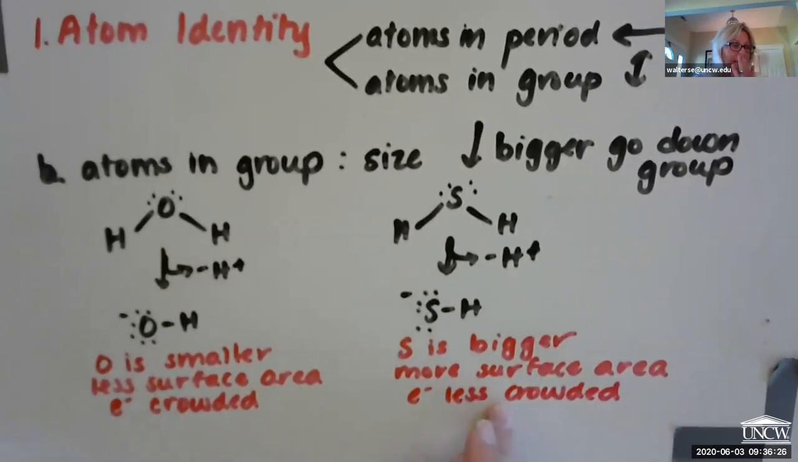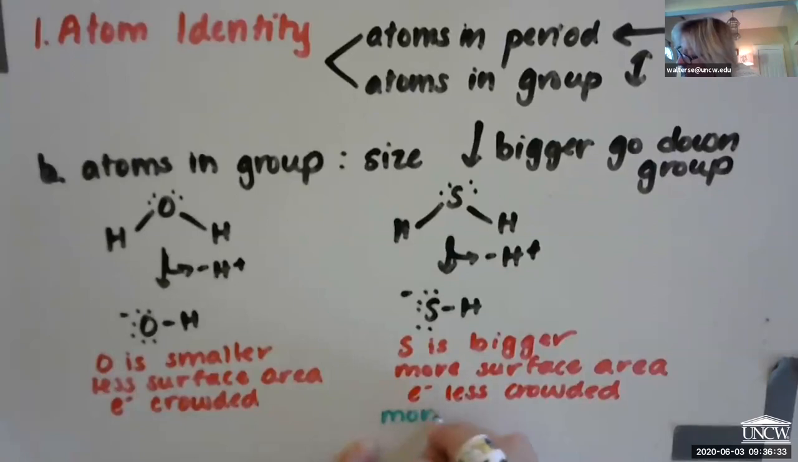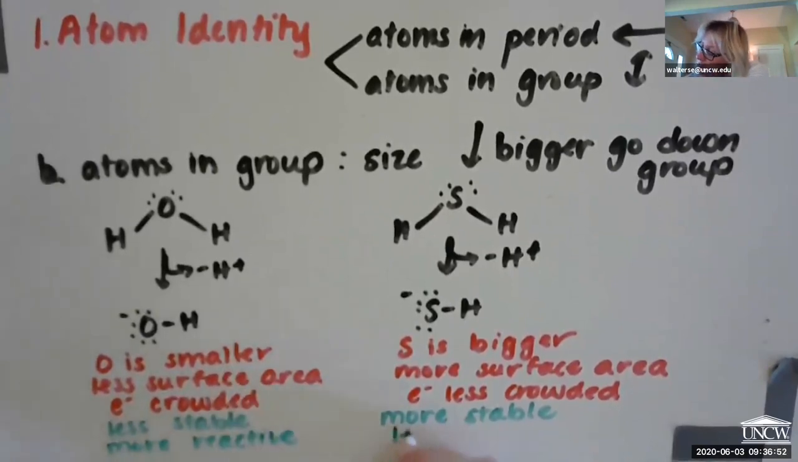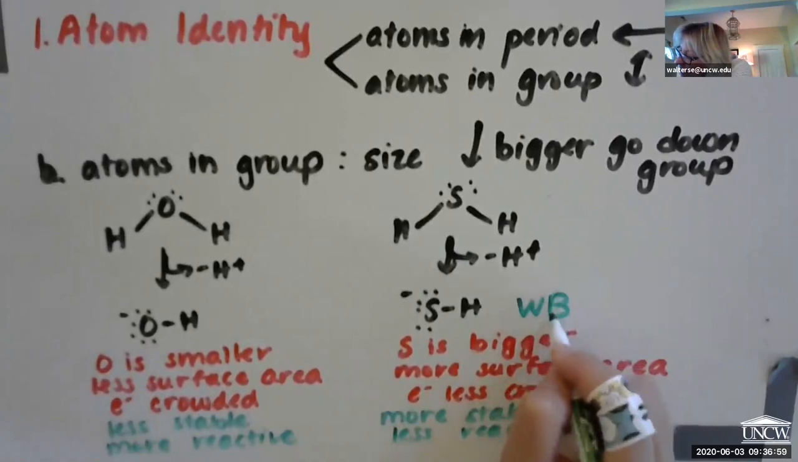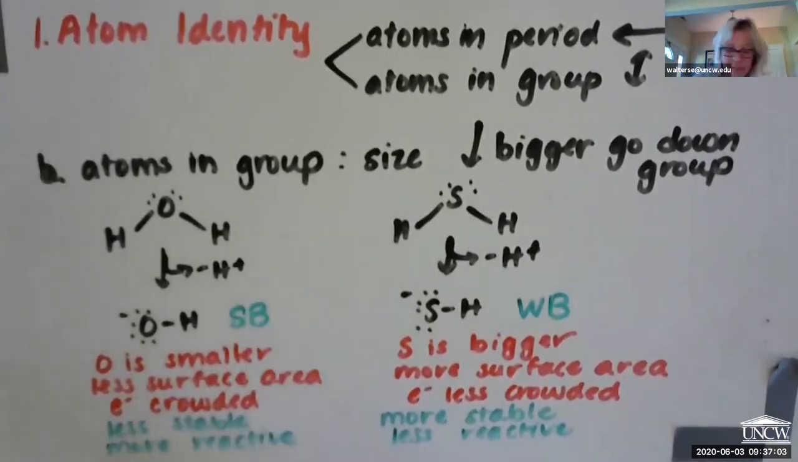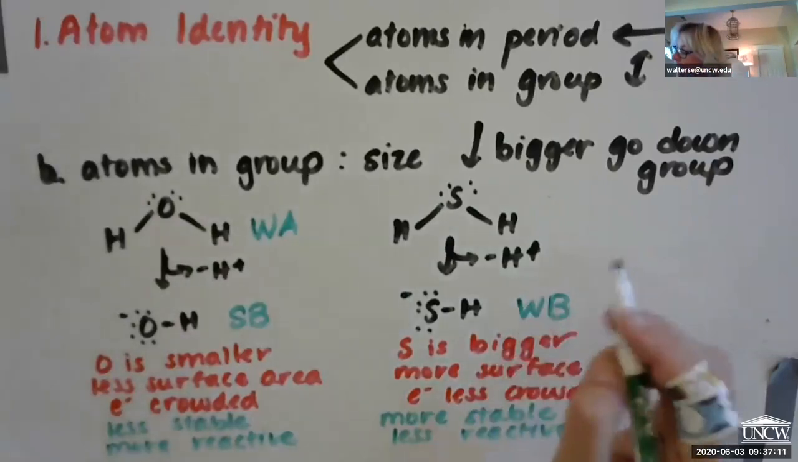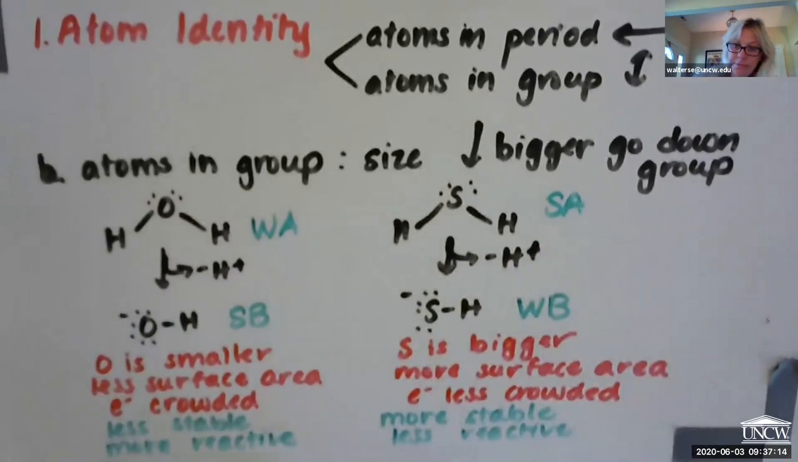Okay. So the less crowded the electrons are, the more stable they are. So this is going to be a more stable anion. This is going to be less stable. The less stable the anion is, the more reactive the anion is. This will be less reactive, which means this is the weaker base. This is the stronger base. This then is a weaker acid. The dihydrogen sulfide is a stronger acid. And you don't need pKa to compare.